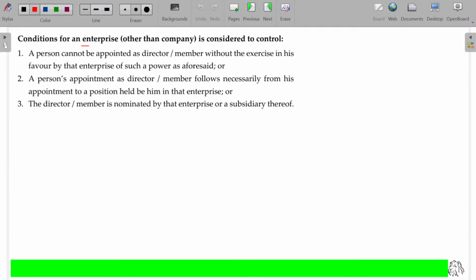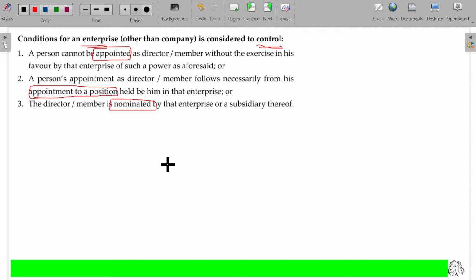Conditions for an enterprise to be considered to have control. One is appointment. Another one is a person's appointment to a position. And third, a director or member is nominated. Clear? So all these three will be falling under control only. Okay, control only. Clear? Appointment to a position because of another appointment.